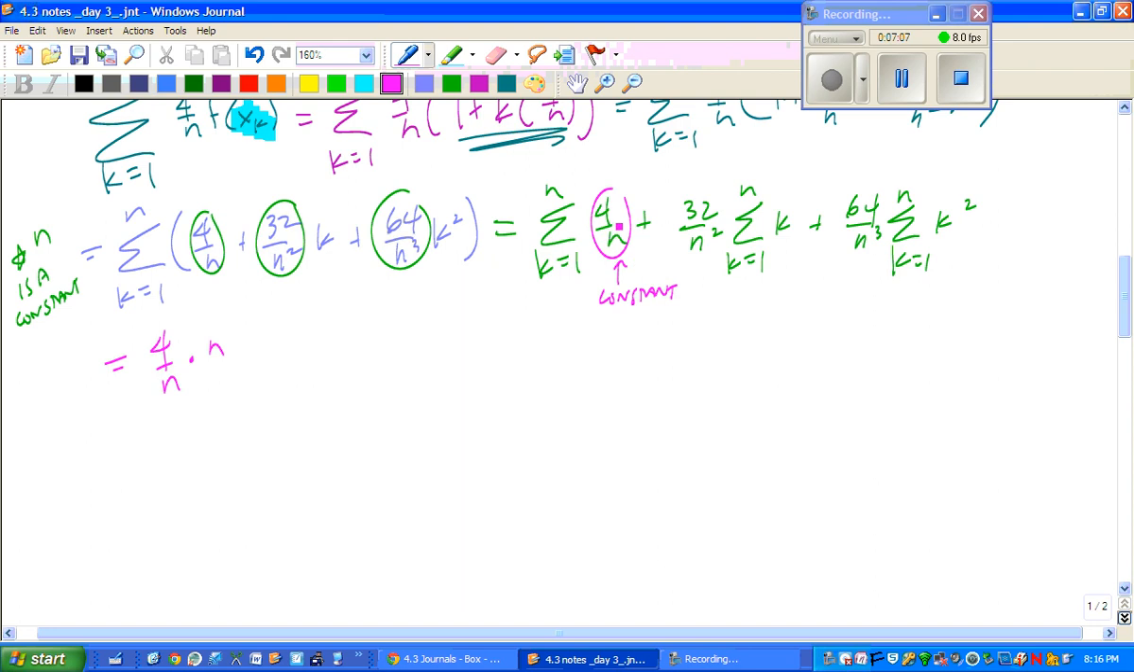Remember we did the sum of 5 from k equals 1 to 6. All we had to do is take 5 times 6. Same thing here. It looks more complicated, but same basic idea.